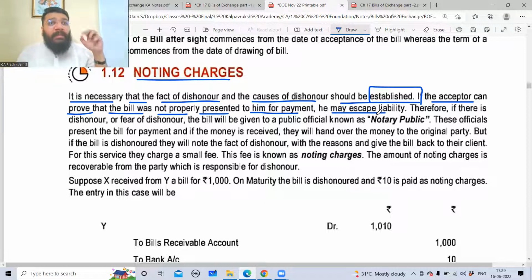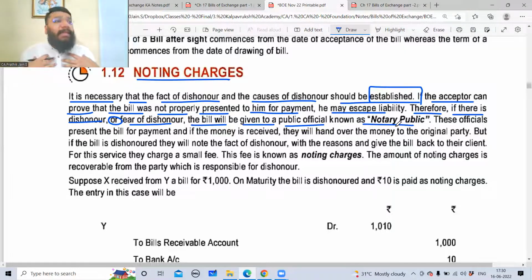In the bill, there could be a term that if you don't make the payment on the due date, so much of interest liability will attract. If he could prove that I am not the party at default, then he may escape the liability. Therefore, if there is a dishonor or fear of dishonor, the bill will be given to a public official known as notary public. So I, as a seller, if I feel that this party may not pay me the money, I have a fear that that fellow will not honor the bill, or if the bill is about to get dishonored, the bill will be handed over to a public official called notary public. This official presents the bill for payment.